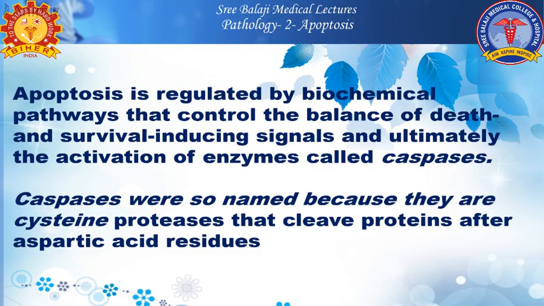How is this regulated? By biochemical pathways, they control the balance of cell death and cell survival signals. How? By activation of enzymes known as caspases. What are these caspases? They are so named because they are cysteine proteases that cleave proteins after aspartic acid residues. That means in nuclear material, whenever there is an aspartic acid residue, these caspases cleave it.